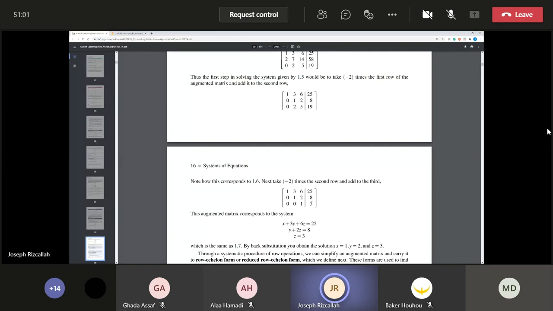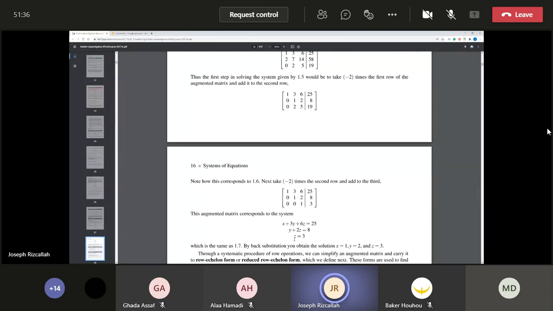And now I can rewrite this augmented matrix as a system of equations. So what would it read? This is the coefficient of x, so it reads x plus 3y plus 6z equals 25. The second equation, there is no x in it because the coefficient here is 0. y plus 2z equals 8. And the last equation, the last row, is very simple. There is no x and there is no y in it, only z. z equals 3.